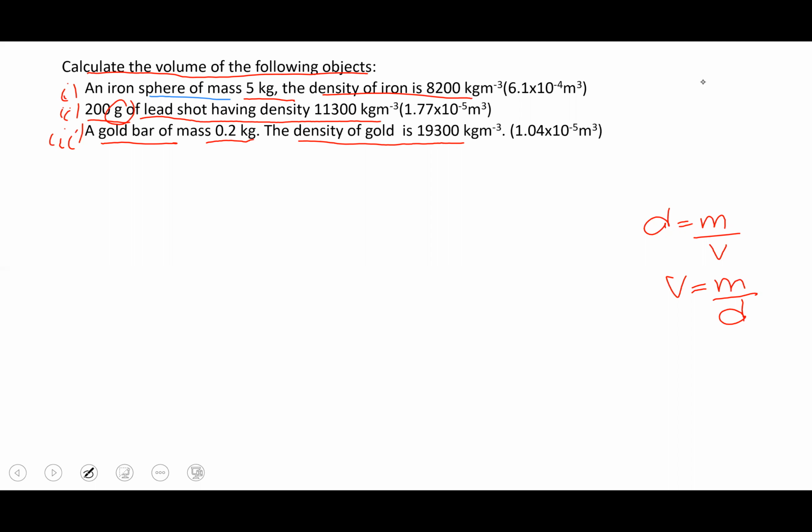Let's solve these equations. It will be solution. The mass given for the first case, the iron sphere, is 5 kilograms. The density for iron is 8,200.